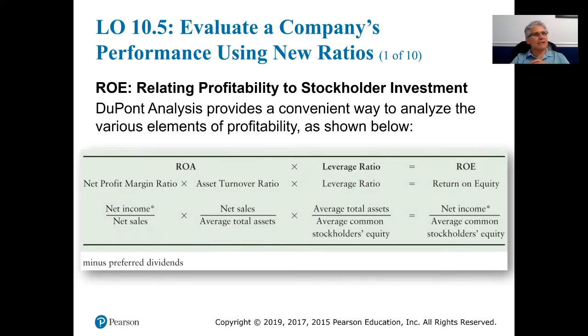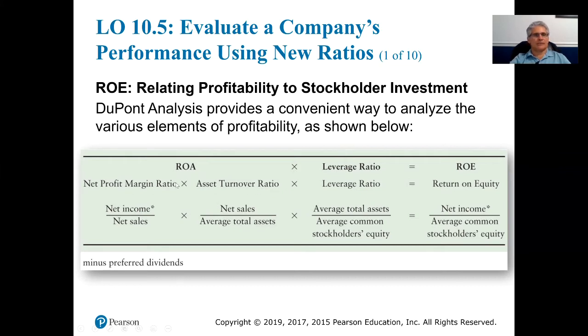Learning objective 10.5, evaluate a company's performance using new ratios. In this example here, we have the ROE, which is the return on equity. The ROE is computed by taking the ROA times the leverage ratio. The ROA, the return on assets, is computed by taking the net profit margin ratio multiplied by asset turnover rate.